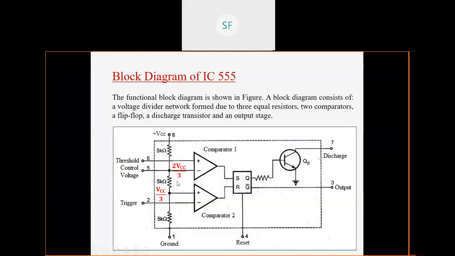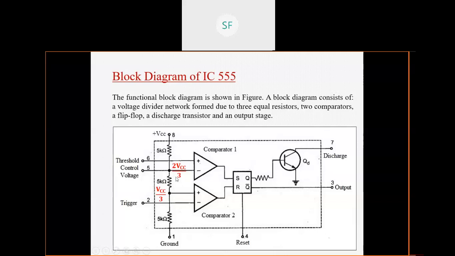In many sources you can observe that, since the values of these resistors are 5 kilo ohm, this IC is called IC555. Many sources say it like this, but it is not like that. There is no official statement regarding why IC555 is named 555. But you can remember it like this: 3 resistors of 5 kilo ohm are connected between VCC and ground.